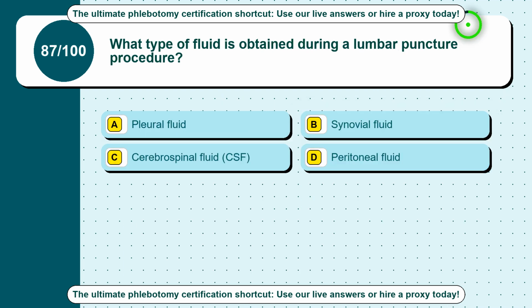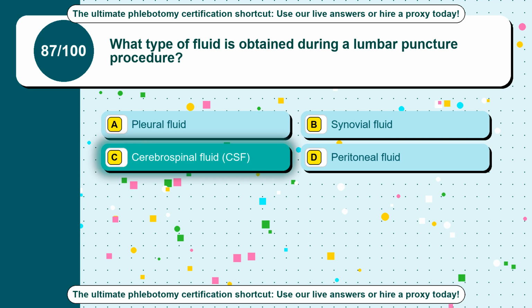Question 87. What type of fluid is obtained during a lumbar puncture procedure? Option A. Pleural fluid. Option B. Synovial fluid. Option C. Cerebrospinal fluid, CSF. Option D. Peritoneal fluid. The correct answer is option C.